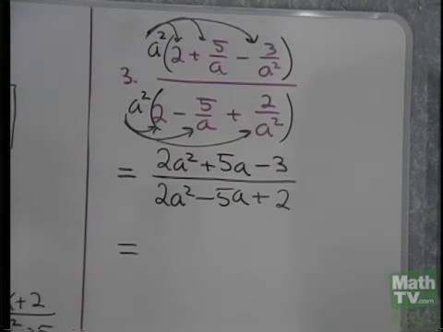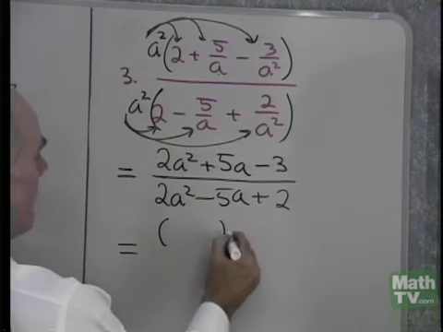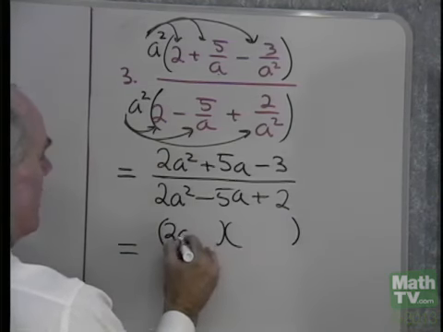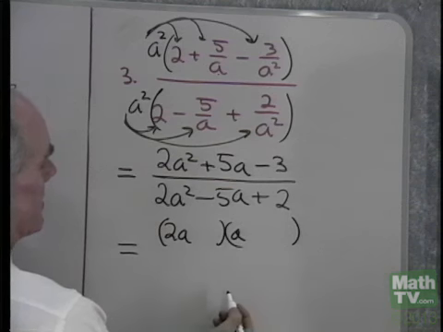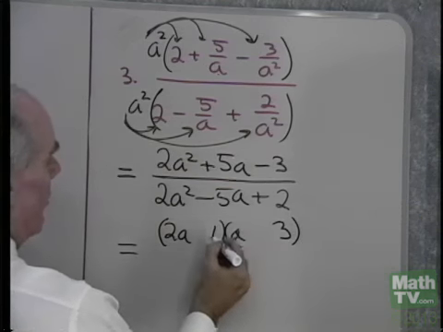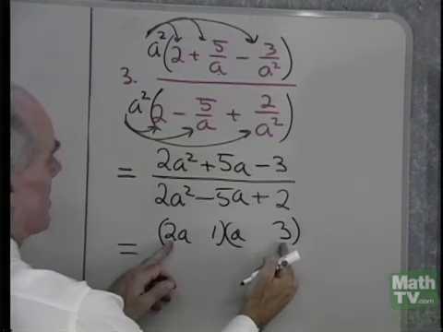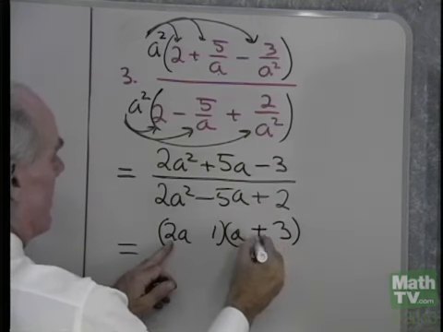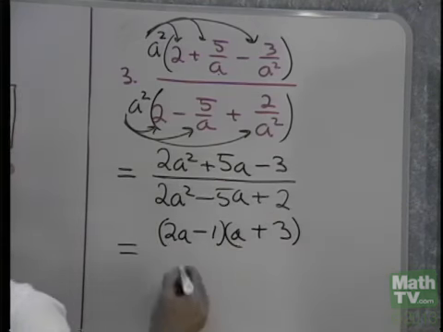Now what I have to do is factor the numerator and denominator and divide out any factors they have in common. So 2a and a, and then let's see, how about 3 and 1? Inside I have 1a, outside 6a. They differ by 5a. Make that positive and that negative.